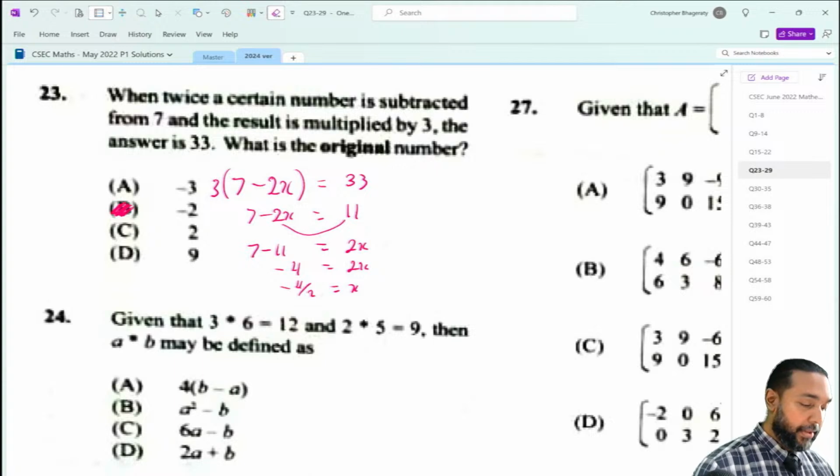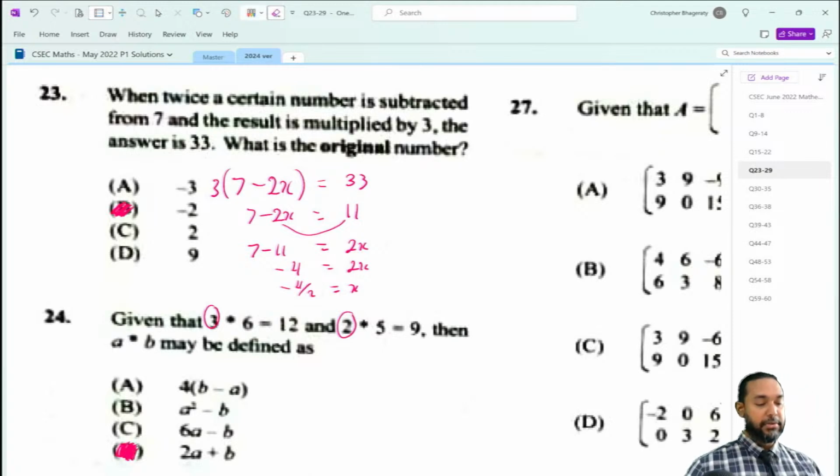24. 3 star 6 is 12 and 2 star 5 is 9. Then the A star B may be defined as, I think that's 2A plus B. I think it's D. 2 by 3 is 6, 6 plus 6 is 12. 2 by 2 is 4, 4 plus 5 is 9. Yeah, 24 is D.